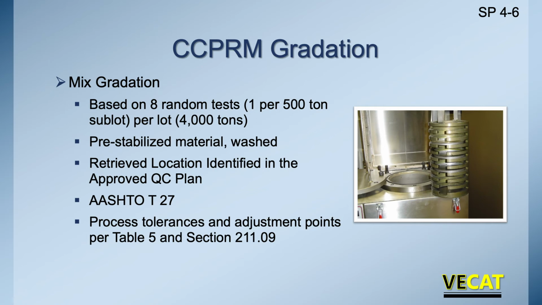So we've pulled a sample and we've identified that location in the QC plan where we're grabbing it. So we're getting pre-stabilized material, so we haven't added emulsion, we haven't added cement, we haven't added anything else. We've washed it, we followed AASHTO T27, and then we're checking the process tolerances and adding any adjustment points from Table 5 from Section 21109. So we're checking the gradations through the process and really to make sure that material, before it goes through, is the same material that we did all of our mix designs off of.